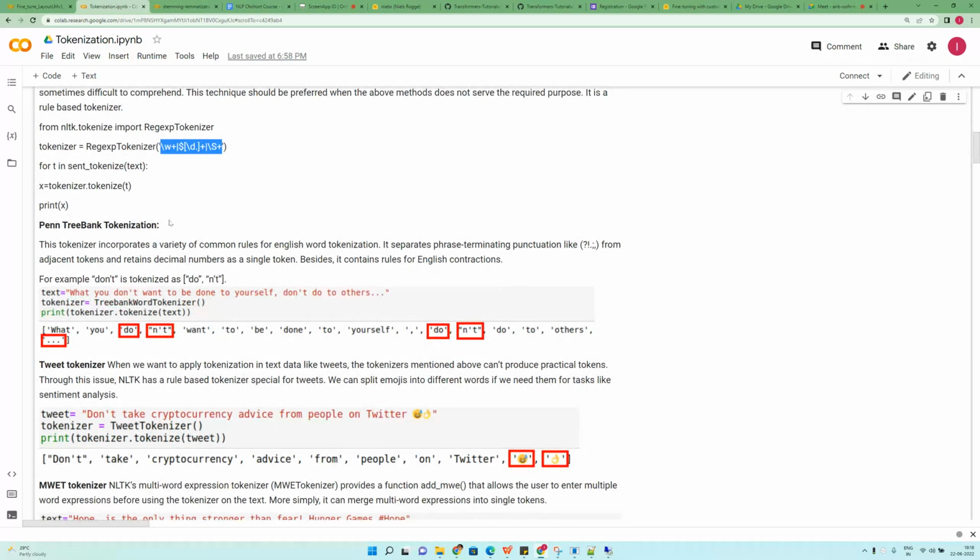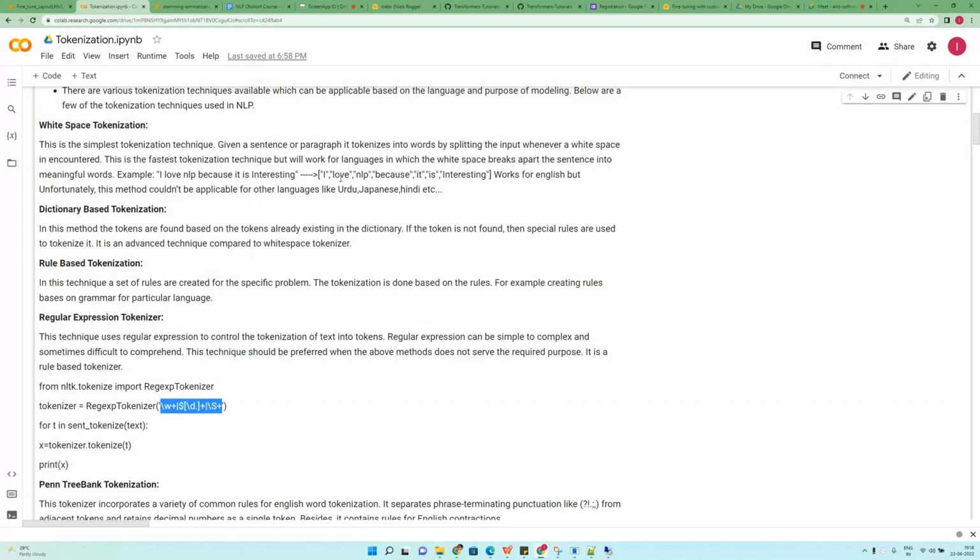There is another way of doing tokenization, called Penn Treebank. This tokenizer incorporates very common rules of English word tokenization. It separates phrase-terminating punctuation like question mark, exclamation mark, dot, comma, or colon. The problem with space tokenization is that, let's say after interesting you had a colon. In an actual scenario, you want words to be separate and symbols to be separate. You don't want symbols and words in one token, because sometimes after interesting there might be a colon, and in another use case there might be a question mark or comma.